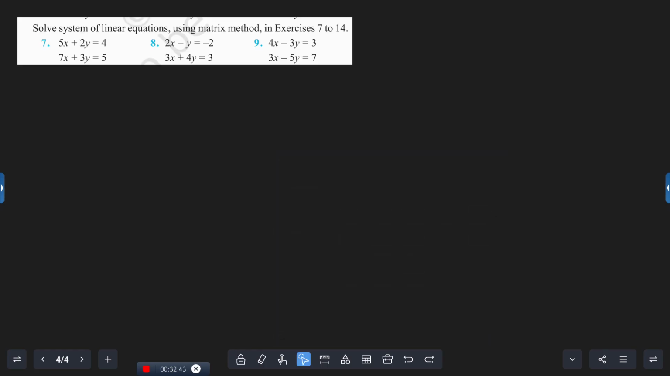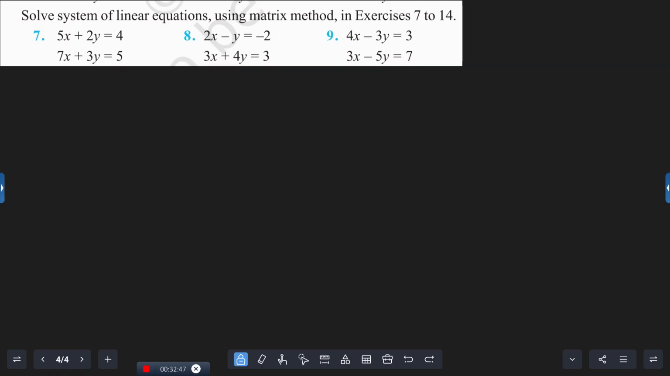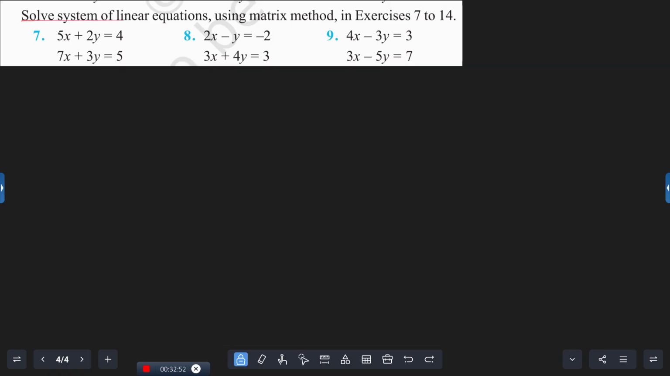Ma, next is 7, 8, 9. They asked to solve. Listen, children. They asked to solve the system of linear equations. Solve means we have to find the unknown variables x, y, even z if it is there. Here only two-variable linear equations. We have 3 questions. Any one you take as homework, Raja, from this. First question you are taking as homework, right? So I am going to the 8th one now.